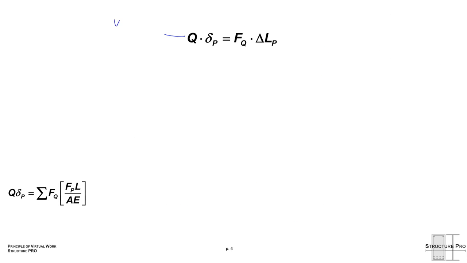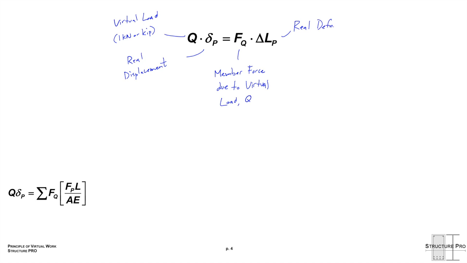So if you blink too fast, you'll miss it, but we actually just wound up with a meaningful equation. Let's take a look at that. We have our Q, virtual load, which is generally chosen to be 1 kilonewton or kip, and our real displacement, delta P, the value we're after. We multiply those two together, and this equation is telling us that's equal to our member force due to our virtual load Q, or FQ, times delta LP, the real deformation. And this real deformation, we know it's real because it has a subscript P. Everything with the P's is real, everything with the Q's is virtual. This real deformation could be due to a force, as that's the case that we've been looking at, but it could also be due to a temperature change or a fabrication error.